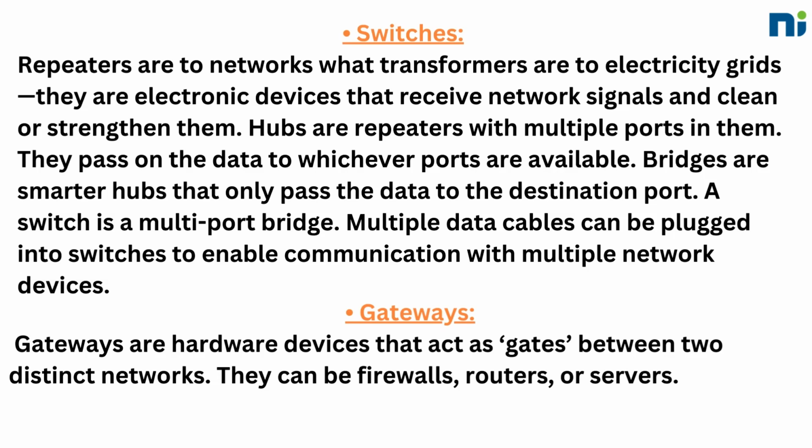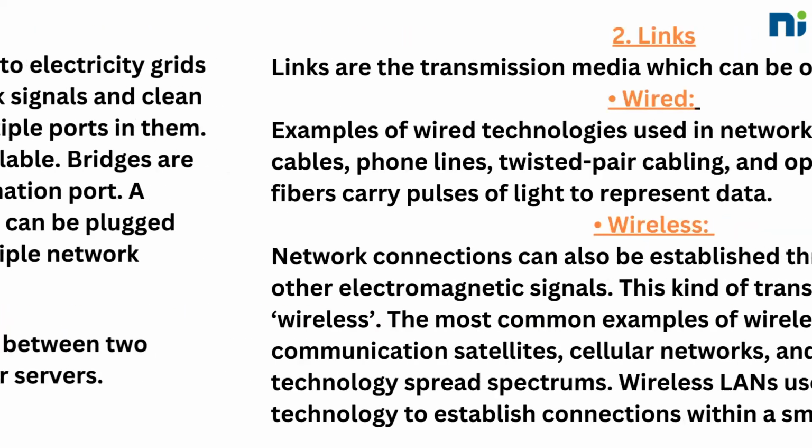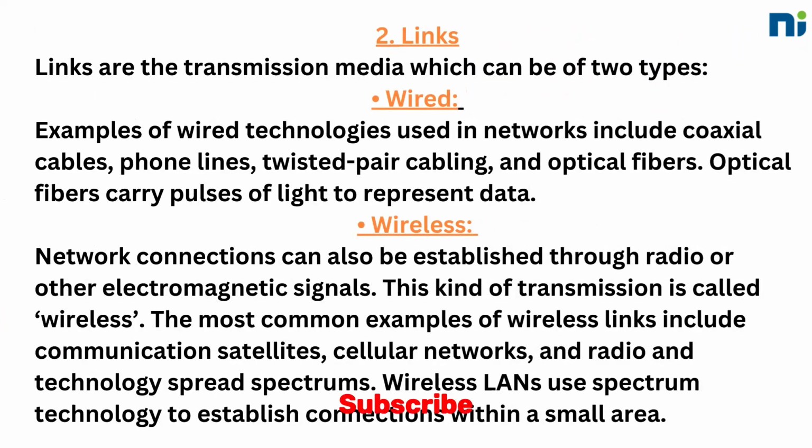Gateways. Gateways are hardware devices that act as gates between two distinct networks. They can be firewalls, routers, or servers. 2. Links. Links are the transmission media which can be of two types. Wired. Examples of wired technologies used in networks include coaxial cables, phone lines, twisted pair cabling, and optical fibers. Optical fibers carry pulses of light to represent data.